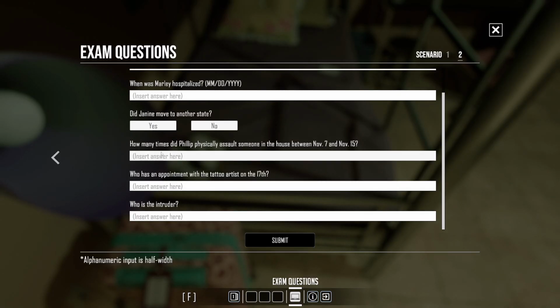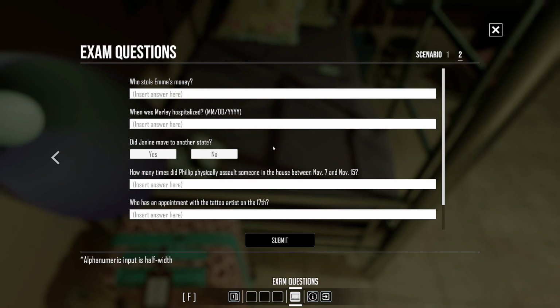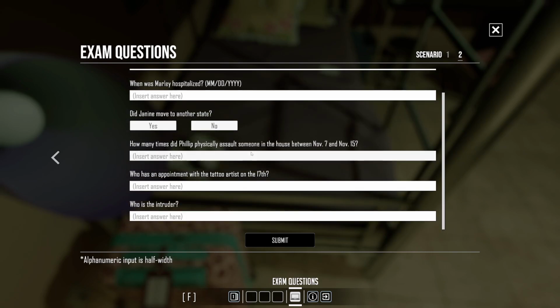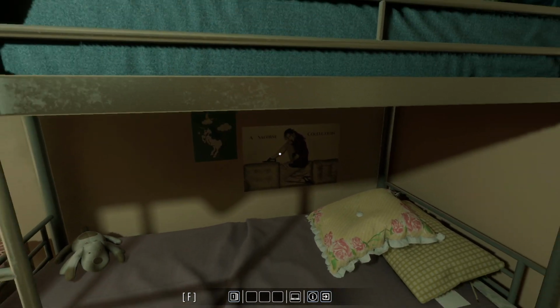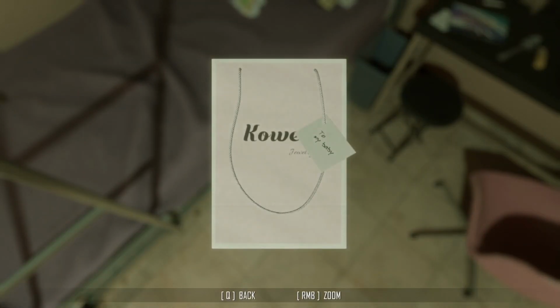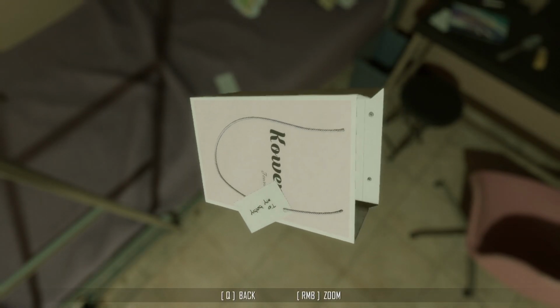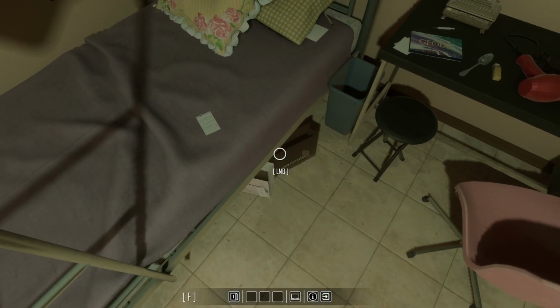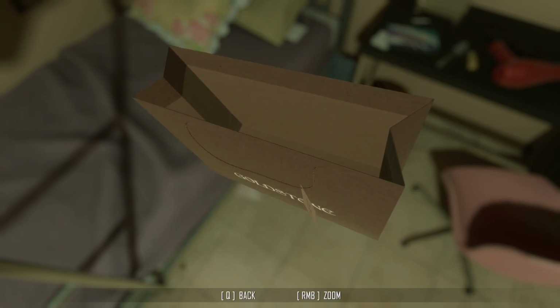Oh, by the way, how many times did Philip physically assault someone in the house? Oh, how many times? So, at least once, that's for certain. This could be 12th. No idea who's the intruder. But we will have to go through these things, of course. Charter collection. I don't know how to pronounce that properly. To my baby. Okay, yeah, creepy, creepy. For my favorite girl.